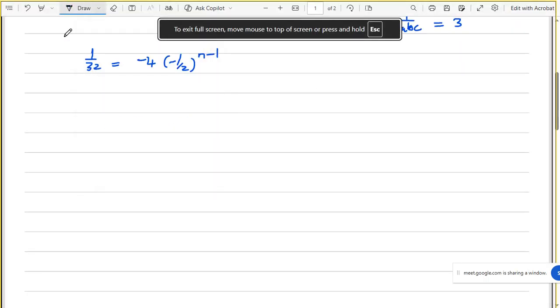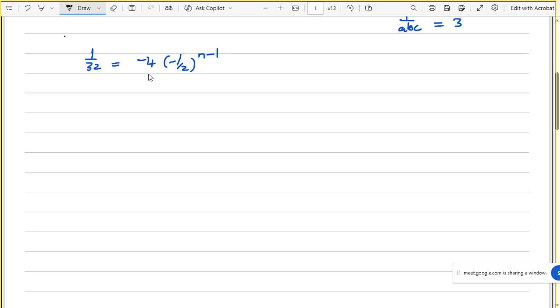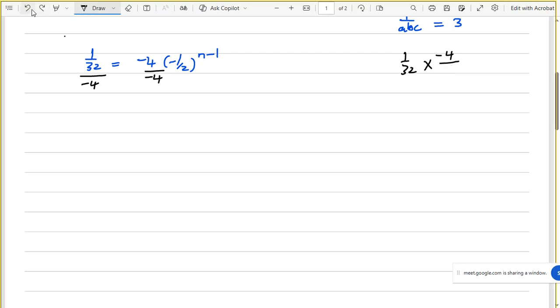The value of n. Okay, first thing first, I'm going to get rid of that -4, divide by -4. That is the same as saying I have 1 over 32, multiplied by 1 over -4. Can someone tell me what that is on your calculator? What is 1 over 32 divided by -4? What do you get?